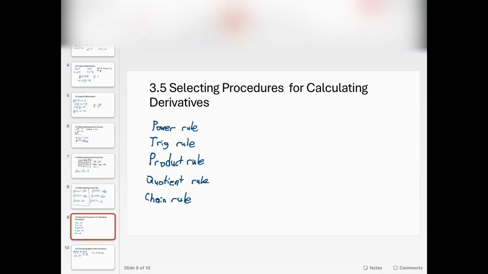So now let's look at selecting procedures for calculating derivatives. This just means deciding what you have to do to take the derivative. As you can see, there's power rule, trig, product, quotient, and chain. Most of the time, you're going to have to do the chain rule first, just because it's the outermost part, and then you would use these other rules alongside it.